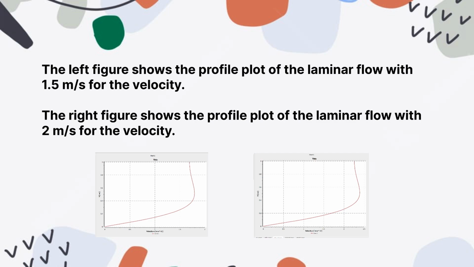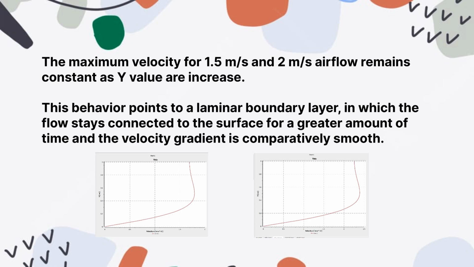These figures show the profile plot of the laminar flow that has been generated from the CFD simulation. The left figure shows the profile plot of the laminar flow with 1.5 meter per second velocity, while the right figure shows the profile plot with 2 meter per second velocity. Since we are from group C, the maximum velocity for 1.5 and 2 meter per second airflow remains constant as Y value is increased. This behavior points to a laminar boundary layer in which the flow stays connected to the surface for a greater amount of the time and the velocity gradient is comparatively smooth.